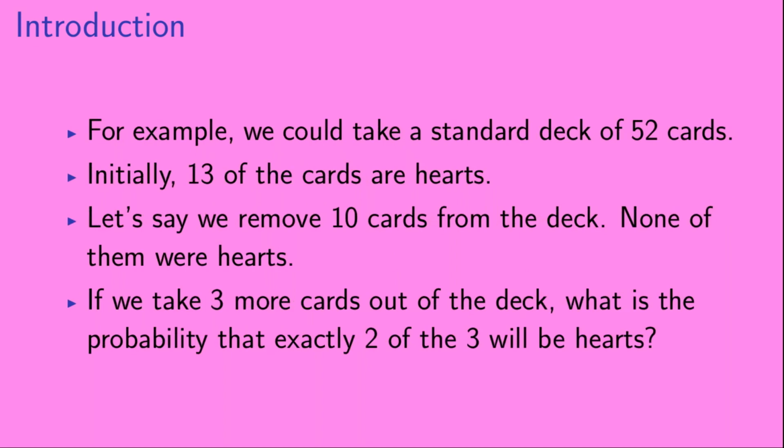For example, we could take a standard deck of 52 cards. Initially, 13 of the cards are hearts. Let's say we removed 10 cards from the deck. None of them were hearts. If we take 3 more cards out of the deck, what is the probability that exactly 2 of the 3 will be hearts?